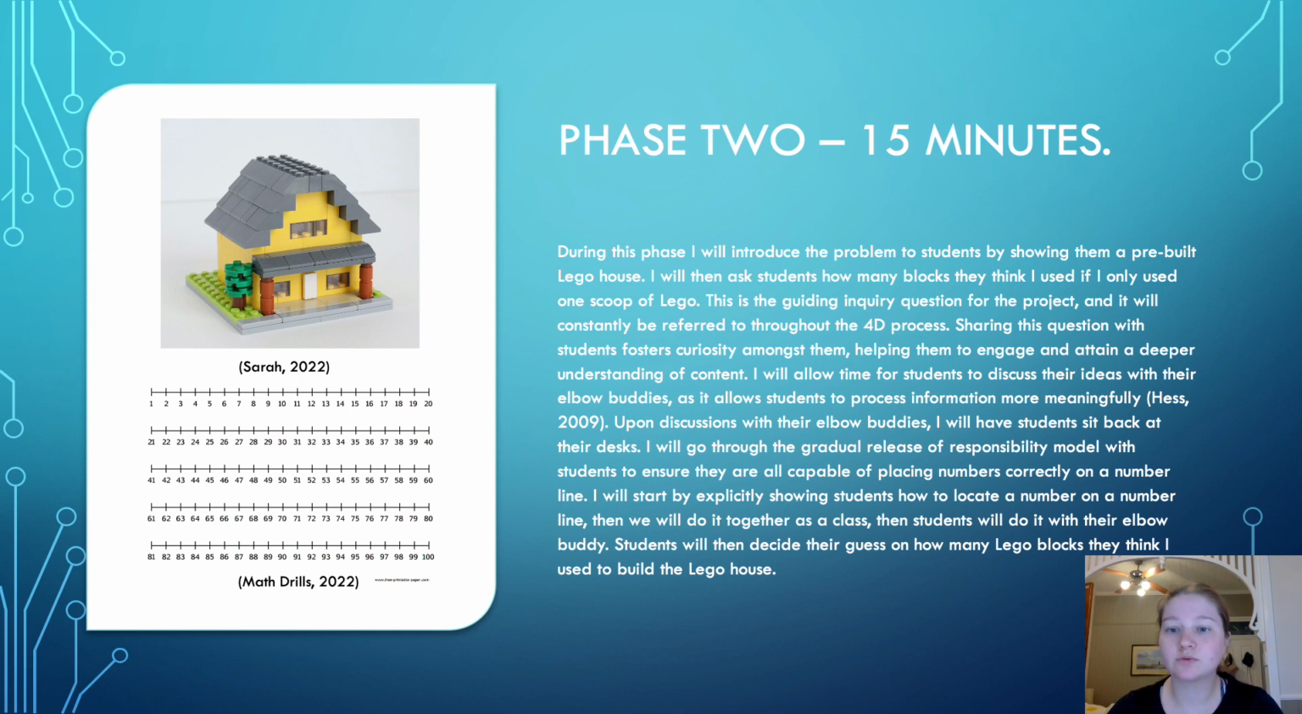I will go through the gradual release of responsibility model with students to ensure they are all capable of placing numbers correctly on a number line. I will start by explicitly showing students how to locate a number on a number line, then we will do it together as a class, and then students will do it with their elbow buddy. Students will then decide their guess on how many Lego blocks they think I used to build a Lego house.